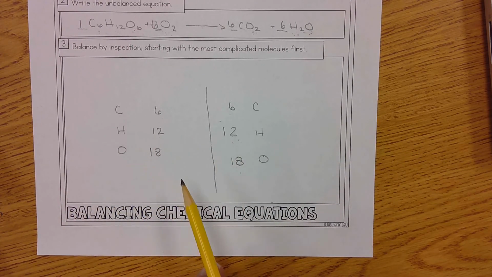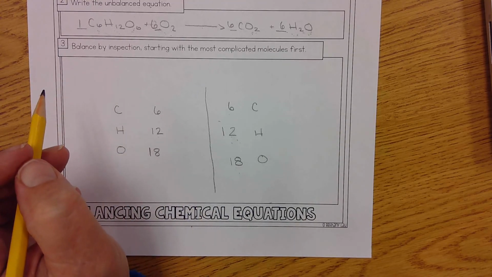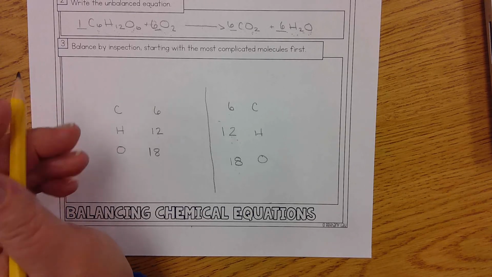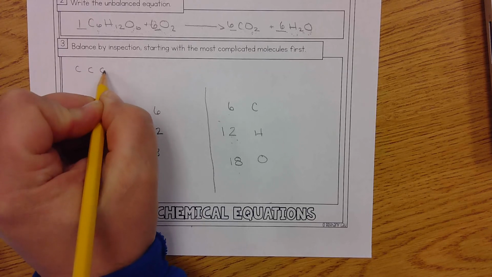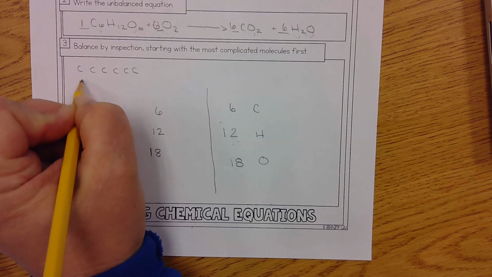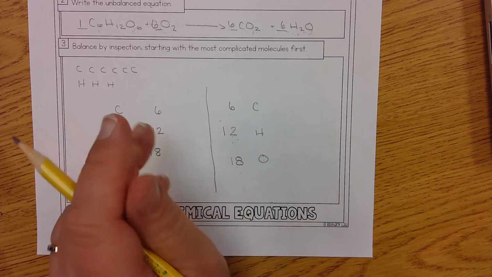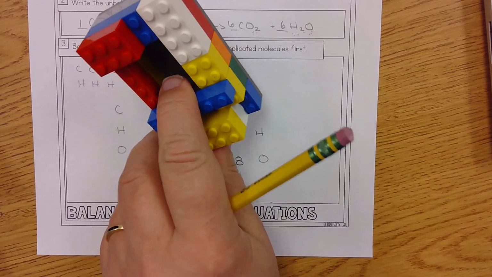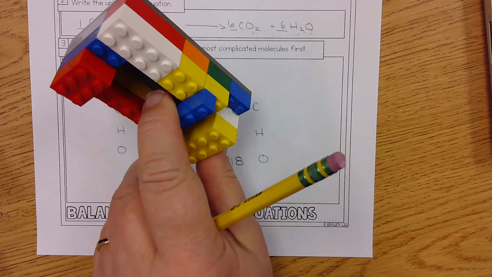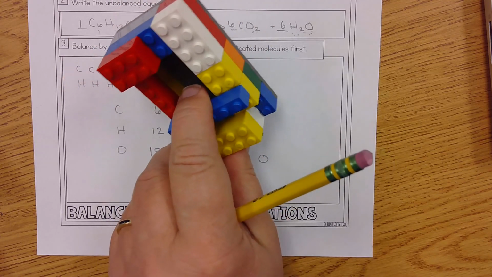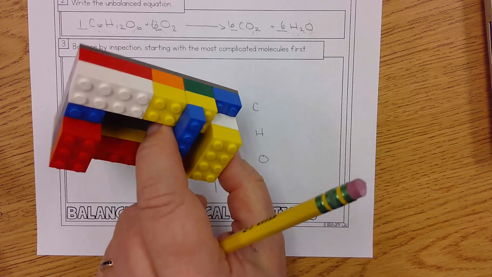Again, there are hundreds of different ways to do this. If you want to draw pictures, however it makes sense to you. Like I know some people like to draw it out. There are 6 carbons. There are 12 hydrogens. And so they work through it that way. If you want to take Legos, make the red one's carbon and the blue one's hydrogen and the green one's oxygen and set them out and then figure out how many you need, go for it. That is definitely another way to do that.